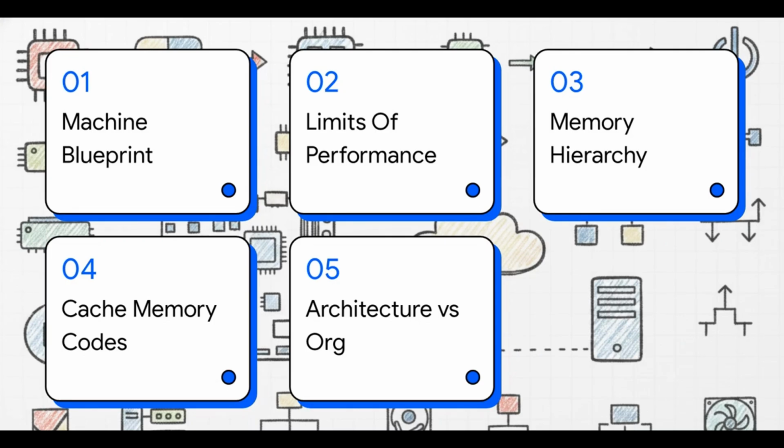First up, we'll look inside the machine blueprint. Then, the limits of performance. Next, we're navigating the memory hierarchy, followed by cracking cache memory codes, and finally, architecture versus organization.